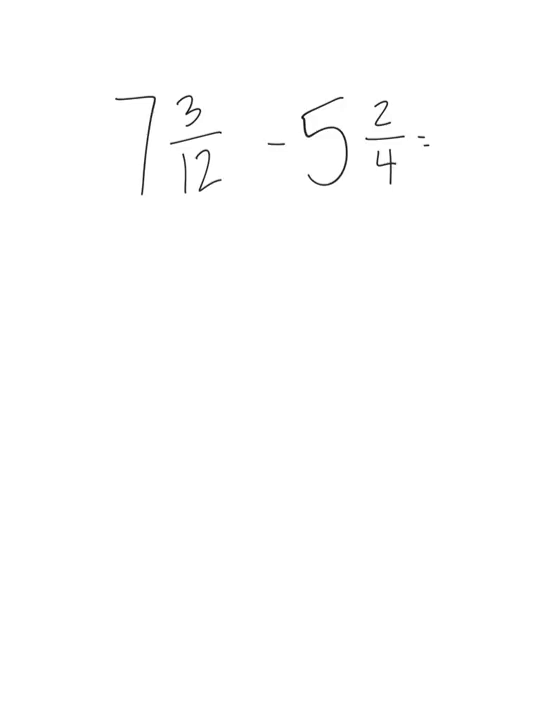The reason why I want to show you this example is because my answer is going to be something that needs to be simplified. So I want to show you how you can follow all of these steps and then simplify your answer. Okay, so let's look at 7 3/12 minus 5 2/4. Well, if you notice, my denominators are different, so I want to find my least common multiple between those two numbers and make them the same.